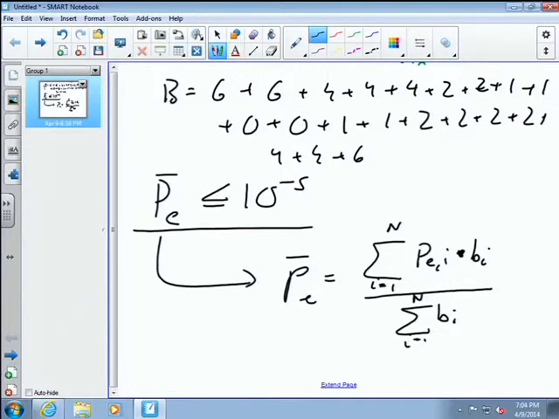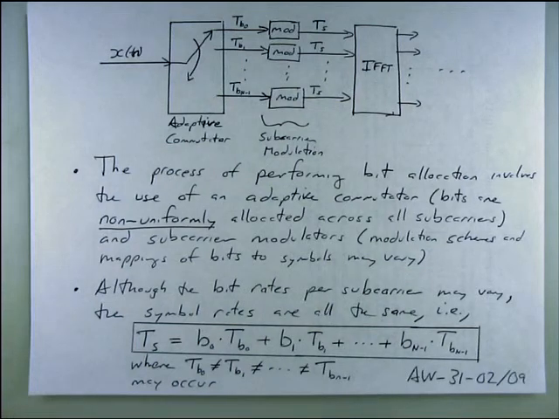So we go back to this guy here. What we're trying to do is, the bit rates per subcarrier may vary, but the symbol rates stay the same, right? So what that means is basically the rate at which each symbol is being generated based on the bits that are being fed in by the adaptive commutator, that's different across all subcarriers, but the outputs of the modulation on each subcarrier are lockstep. And the reason is they all need to arrive at the input to the IFFT all at the exact same time, right?